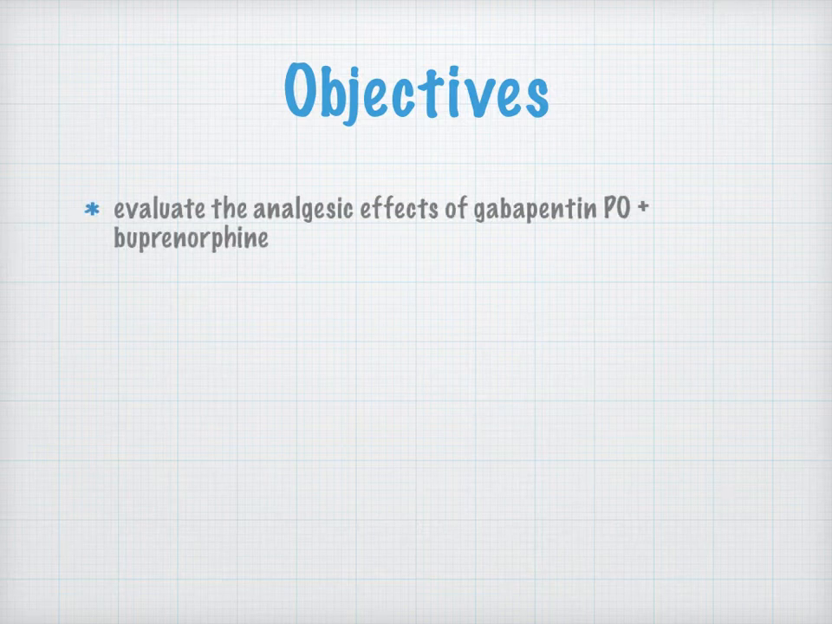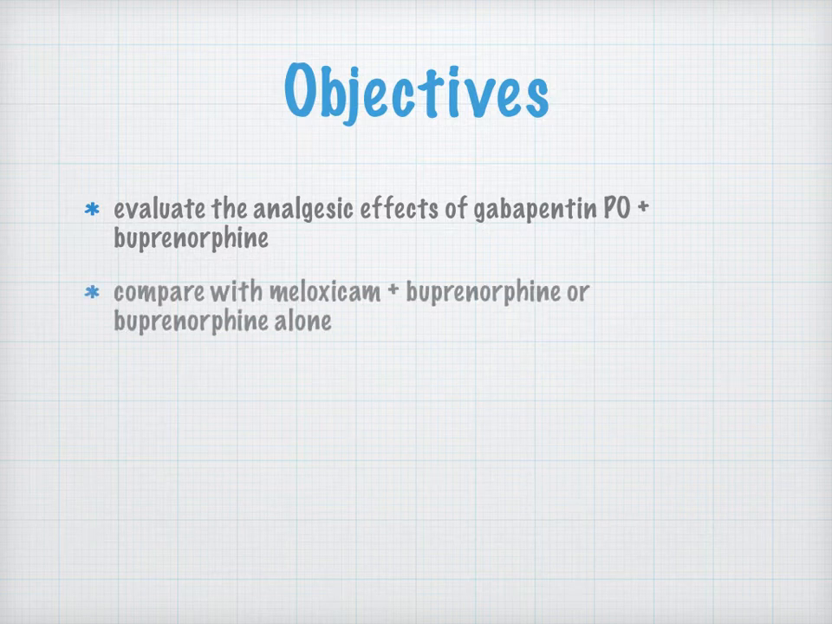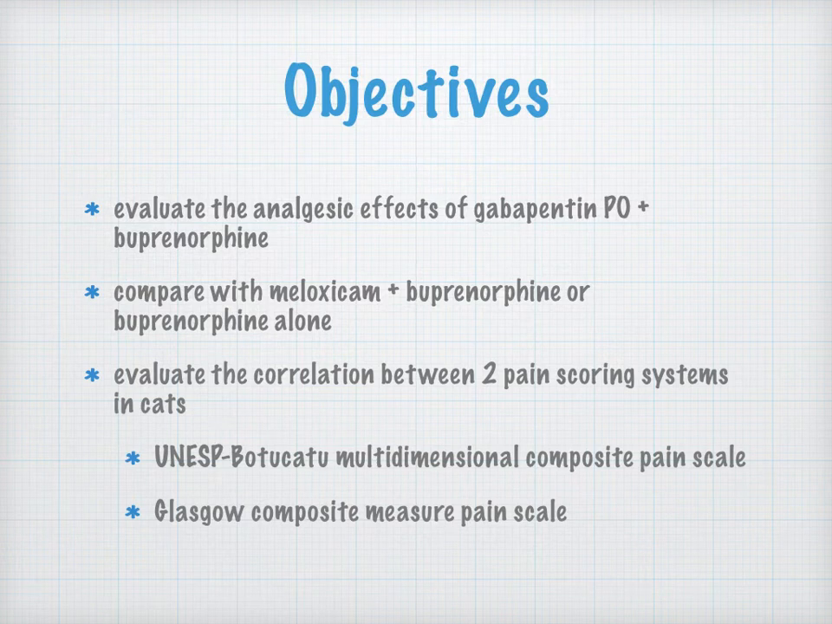The primary objective of this study was to evaluate the analgesic effects of oral gabapentin in combination with buprenorphine, and to compare these effects with those of a meloxicam and buprenorphine group, or buprenorphine alone group, in client-owned cats undergoing OHE. A secondary objective was to evaluate the correlation between two pain scoring systems in cats.